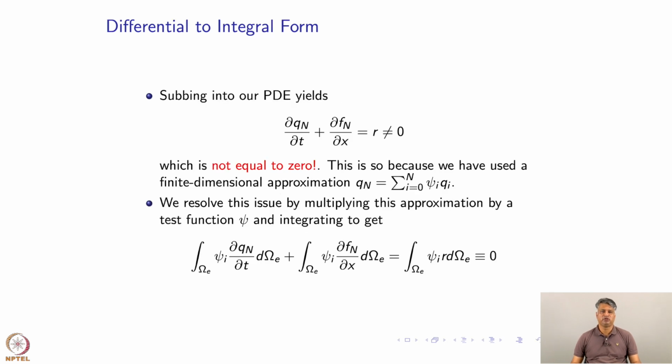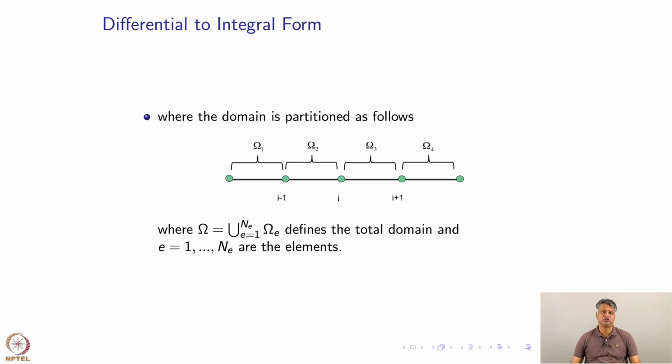So when we substitute the approximations into our partial differential equation, obviously this approximation will result in a non-zero equality because we have used a finite dimensional approximation. To resolve this, we multiply this approximation with a test function psi and integrate it over the small computational element and drive the residual to 0. We now partition this domain over different elements. Here an example is given for a one-dimensional element, but ideologically this is the same for higher dimensions.